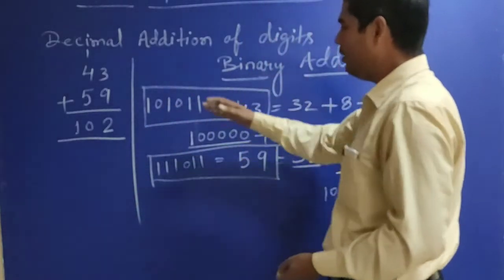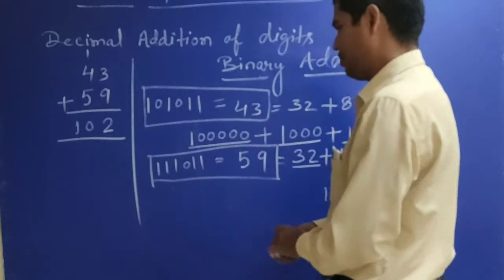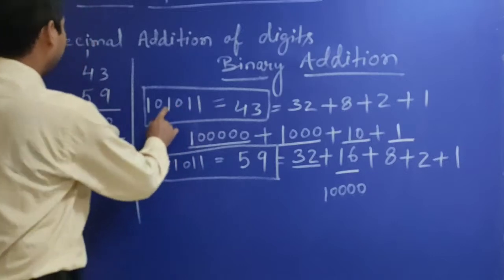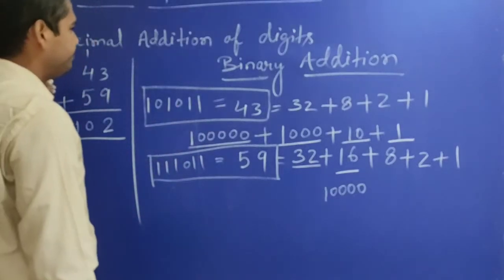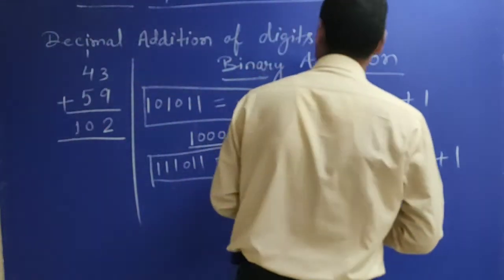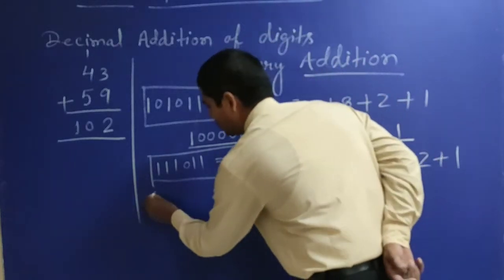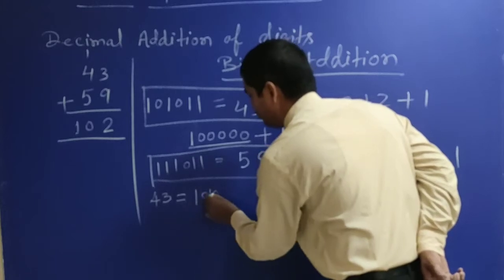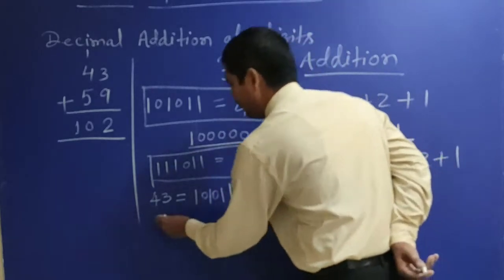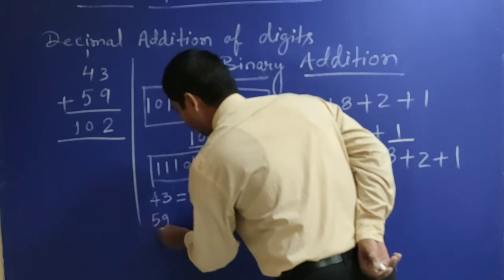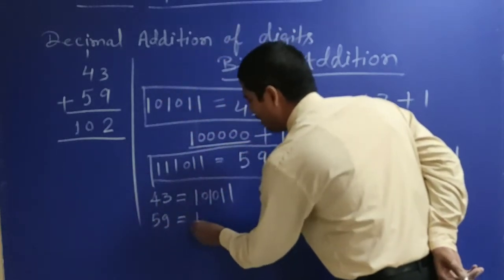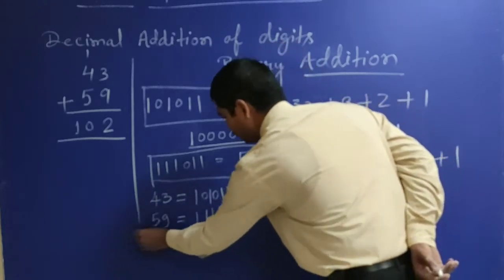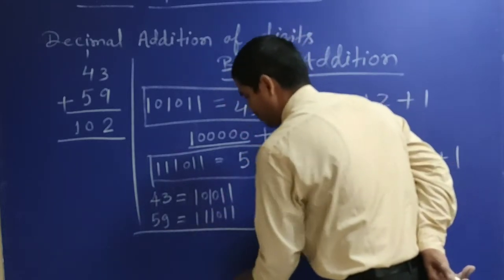Now we will add these two numbers. So 43 equals 101011 and 59 equals 111011. Now we will add these two numbers.